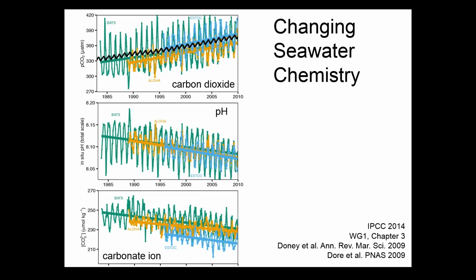So we know that increasing CO2 in the atmosphere is also changing what we're seeing in seawater chemistry. We're seeing increasing levels of carbon dioxide at a lot of these different time series around the world. We're seeing decreases in pH at these time series, and we're seeing decreases in the availability of the carbonate ion.